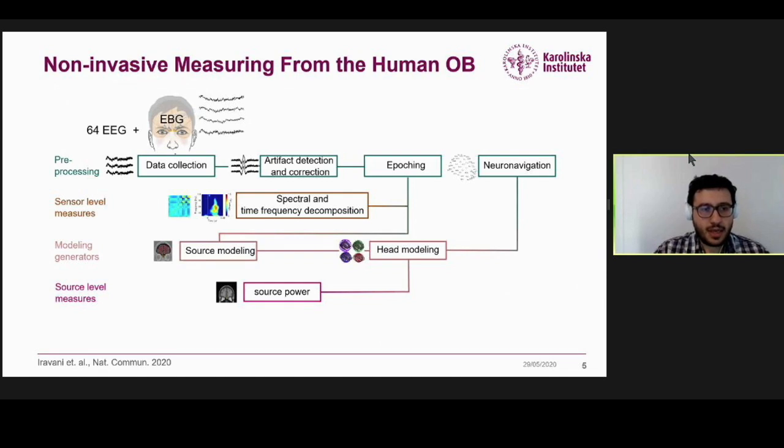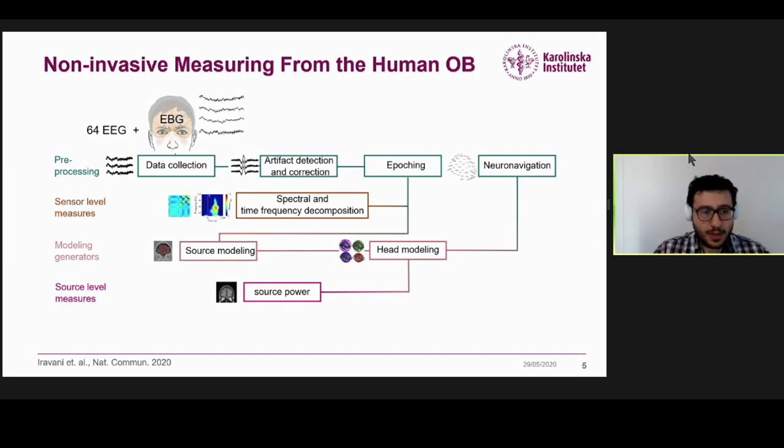Here you can see the summary of our method. So in addition to the 64 EEG electrodes, we added 4 extra electrodes, and these are active electrodes on the forehead, and we call them electrobulbogram or EBG. So the algorithm, of course, starts with the data collection, artifact detection and correction, and epoching. In parallel, we also collect the data from the positions of electrodes and digitalize them to use them in a source model.